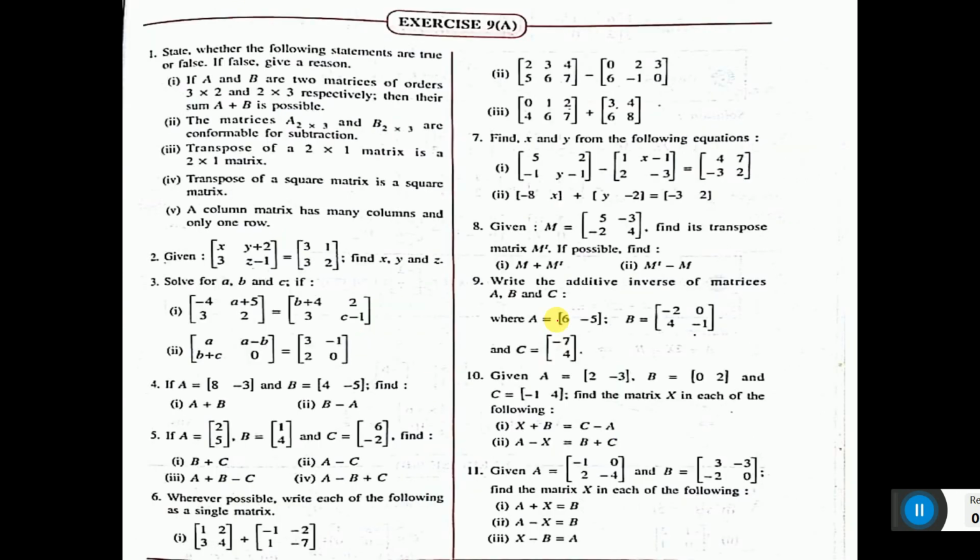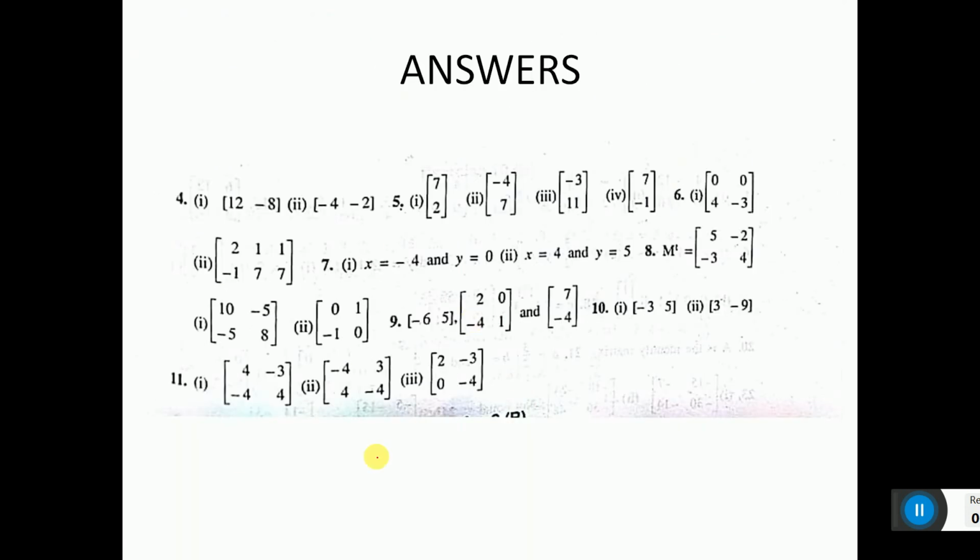Okay, next, this one is the exercise I am giving you for solving. After seeing the video 2-3 times, you solve these questions. I have given answers also. So you solve it. I'll call you personally and ask whether you have understood or not. Thank you all.